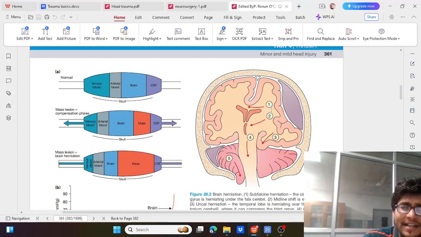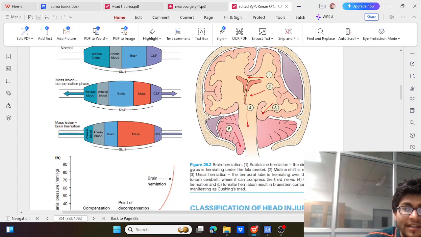Here we can see that this mass is causing the brain to go to this side, that is, a midline shift. Okay, it is causing midline shift. Also it is known as subfalcine herniation, where the cingulate gyrus is herniating under the falx cerebri. So, subfalcine herniation. Then the second is the midline shift, where here it is shifting to the opposite side.